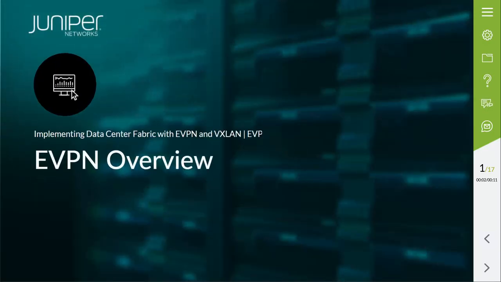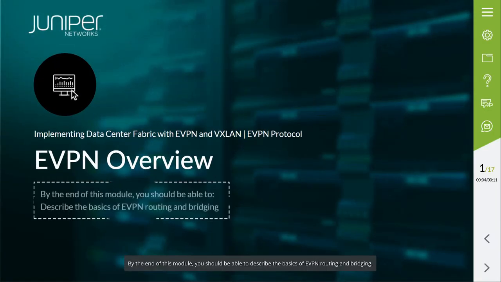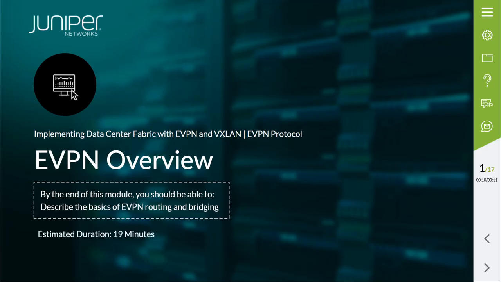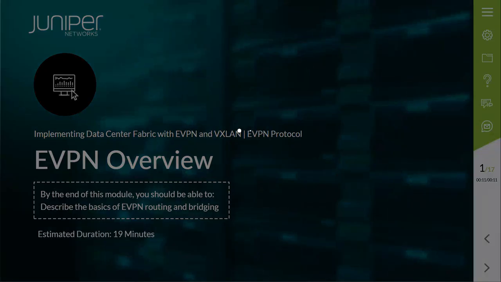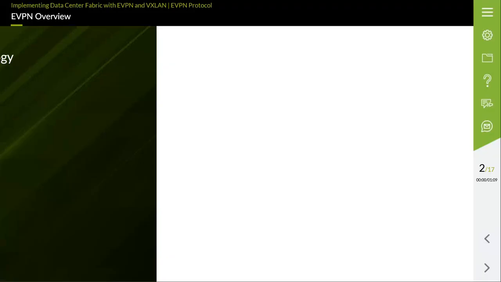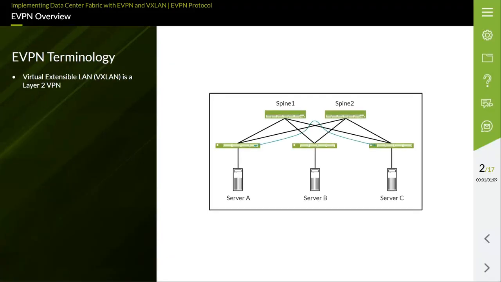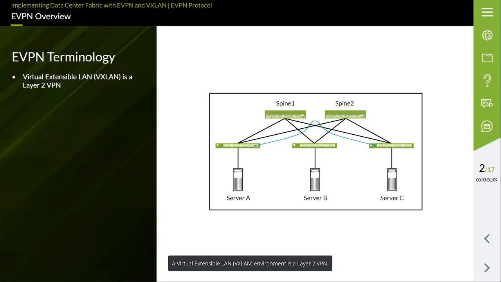Welcome to the EVPN Overview module. By the end of this module, you should be able to describe the basics of EVPN routing and bridging. A virtual extensible LAN or VXLAN environment is a Layer 2 VPN.